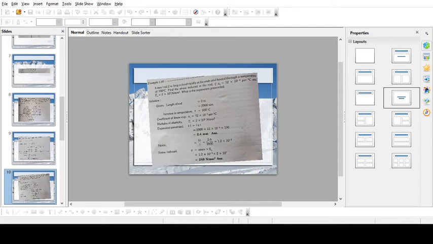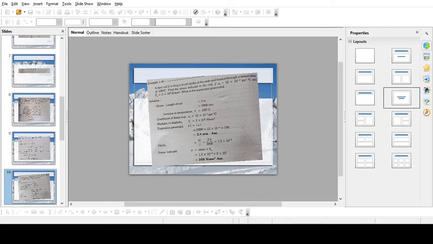Alpha S, nothing but the coefficient of linear expansion of steel, is 12 into 10 to the power minus 6 per degree centigrade. Next, the coefficient of linear expansion for copper is 18 into 10 to the power minus 6 per degree centigrade. Okay. So for free expansion, copper expands more than steel, but due to end constraints, both bars will expand by the same amount. So thus the copper bar is under compression while the steel bar is under tension.